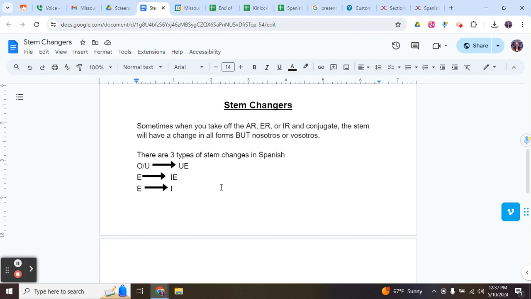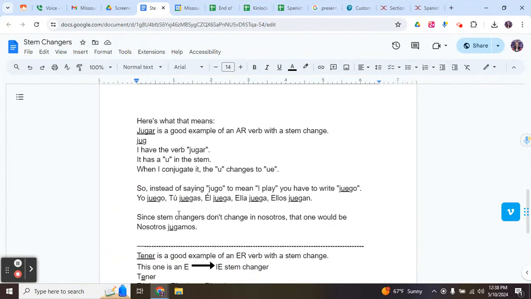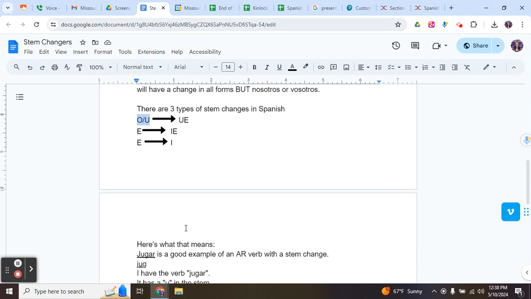So the way we talk about these verbs in Spanish is we'll say, here's a new verb for you. This verb is an E to IE stem changer. Here's a good example right here. Jugar is a good example of an AR verb with a stem change. As soon as we see that it's a U, we know that the change is going to be to UE. It starts off as a U, and when we conjugate, we're going to change that U to a UE. It's the only kind of change that an O or a U can undergo.